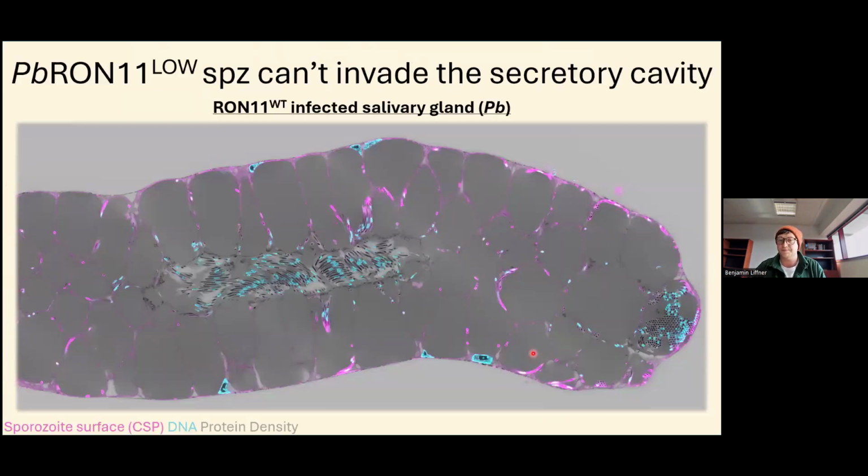phenotype. And even though the previous study on RON11 found that they were largely incapable of invading salivary glands, when we looked at salivary glands, we could usually find some parasites. So firstly, here is a control infected salivary gland. Magenta shows a sporozoite surface, and sporozoites are everywhere. Here, this part is a secretory cavity. Antibody hasn't penetrated into there, but you can see the little nuclei. Secretory cavity absolutely full of sporozoites.